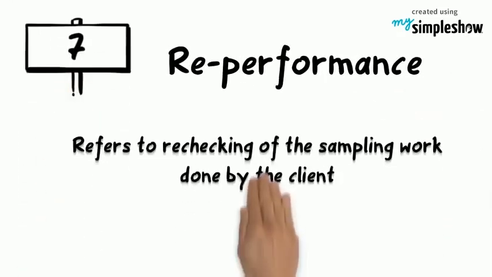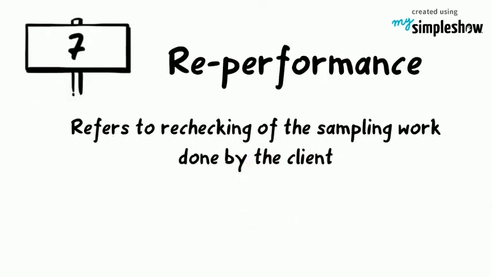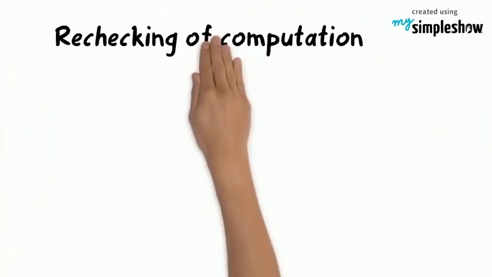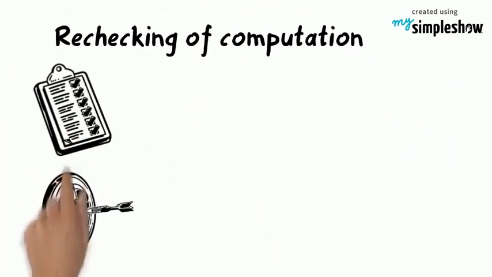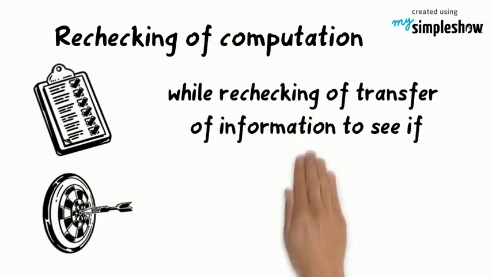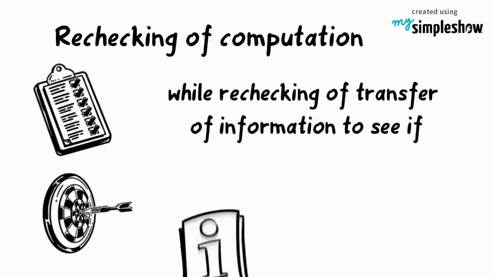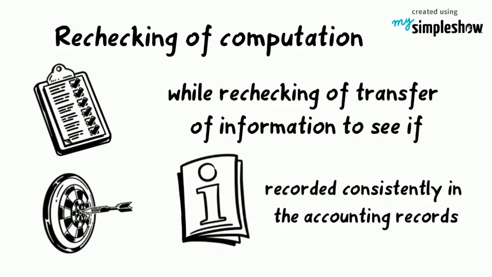Lastly, reperformance. It refers to rechecking of the sampling work done by the client. It includes the computations and transfers of information. Rechecking of computations is the testing of mathematical accuracy, while rechecking of transfer of information is to see if the information is recorded consistently in the accounting records.